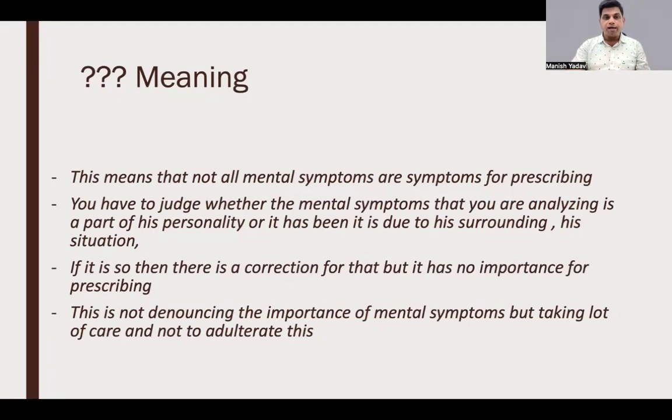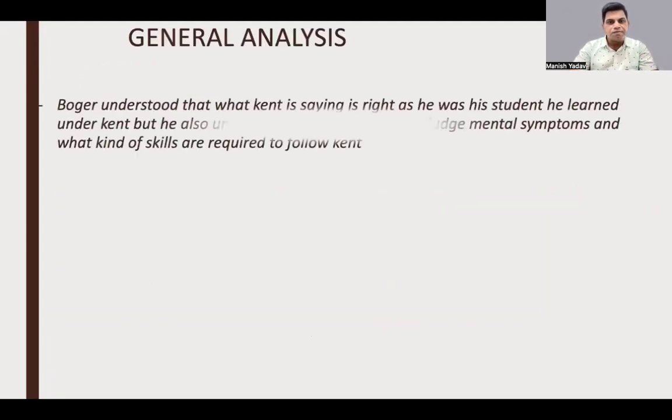So that is why he cautions us. Be very precautious. That's what he's saying. Don't be loose enough and directly jump to the mental symptoms. That was the ideology behind that. So in general analysis, Boger understood that what Kent is saying is right. So this is very interesting. He said, what Kent is saying is right, as he was a student, right?